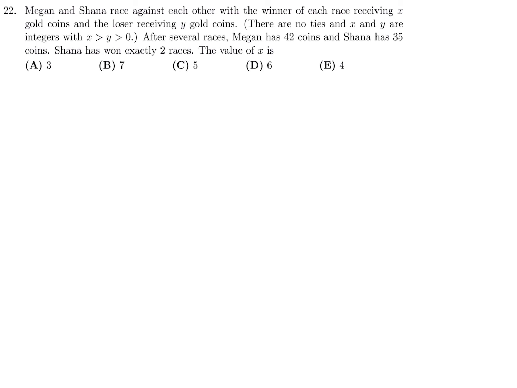All right. Megan and Shayna. So Shayna has won exactly 2 races. So when she does, she receives X coins for the first win and X coins for the second win. During those races, Megan is going to get Y coins because she lost those 2. But then of course there's going to be a whole bunch of wins for Megan. I don't know how many.